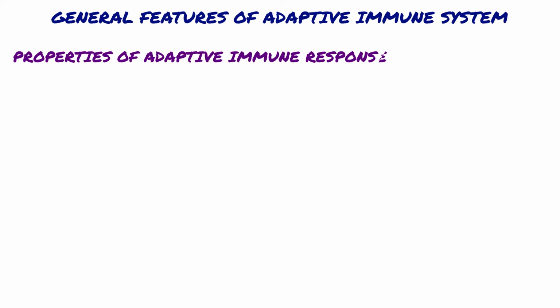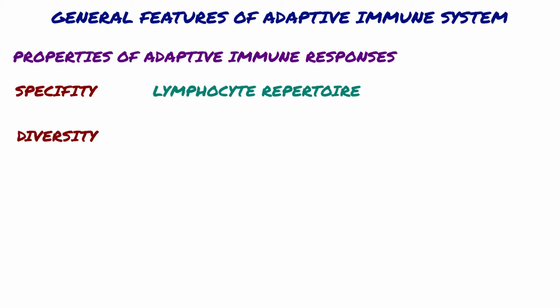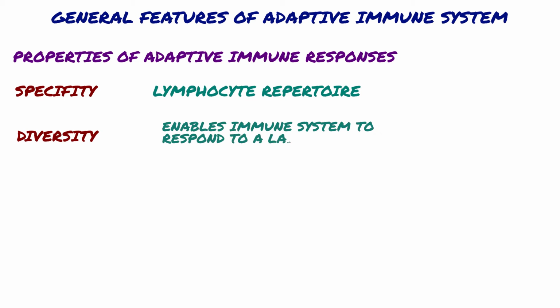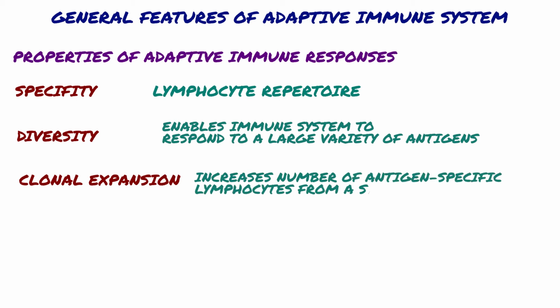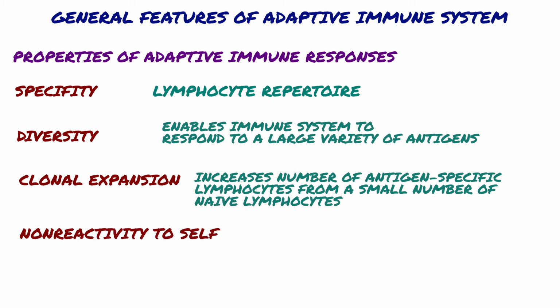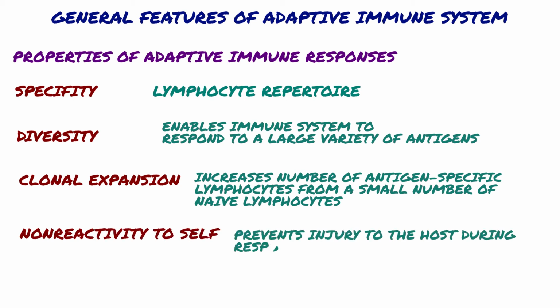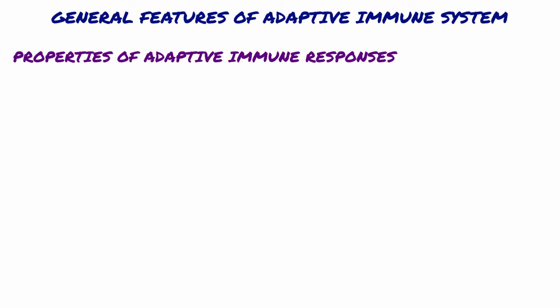Properties of adaptive immune responses. Specificity is the ability to distinguish between many different antigens. It implies that the total collection of lymphocyte specificities is sometimes called the lymphocyte repertoire. Diversity enables the immune system to respond to a large variety of antigens. Clonal expansion increases the number of antigen-specific lymphocytes from a small number of naive lymphocytes. Non-reactivity to self prevents injury to the host during responses to foreign antigens.